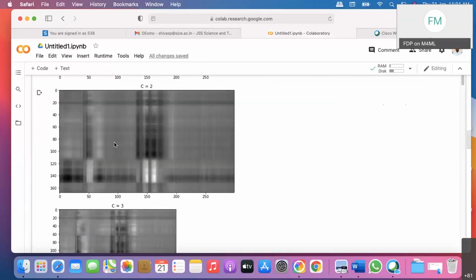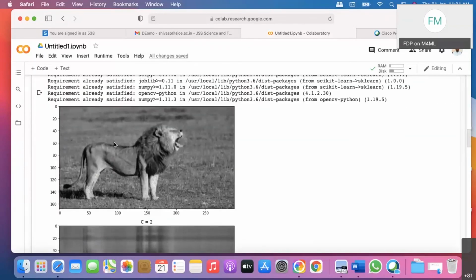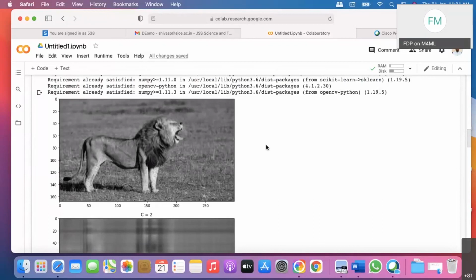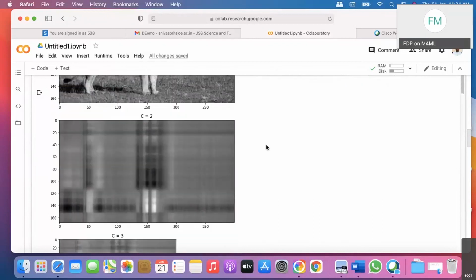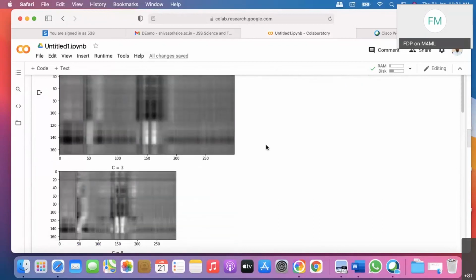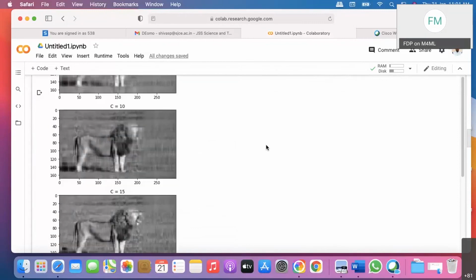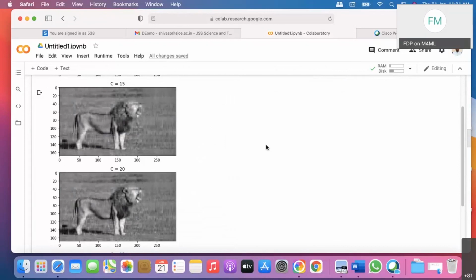Just see this. Can you see this? This is the normal image, the original image. When we decompose this for compression, with C equal to 3, 5, 10, 15, 20, when you start this, it basically gives the approximation of the ranks, the sum of approximation starting from rank 1.